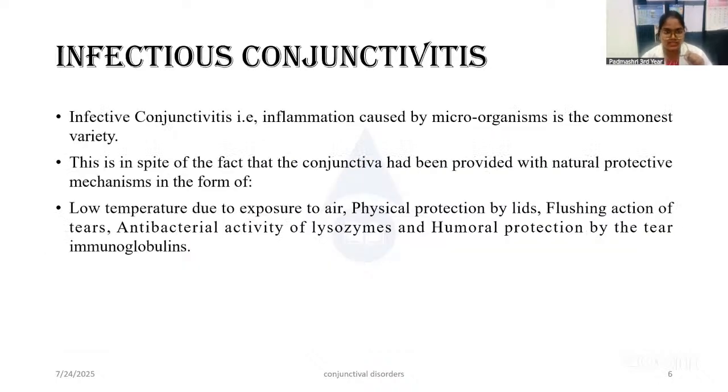Infectious conjunctivitis is an inflammation caused by microorganisms and it is the commonest variety. This is in spite of the fact that the conjunctiva has been provided with natural protective mechanisms in the form of low temperature due to exposure to air, physical protection by lids, flushing action of tears, antibacterial activity of lysozyme, and humoral protection by the tear immunoglobulins.